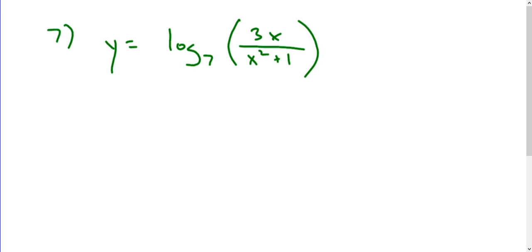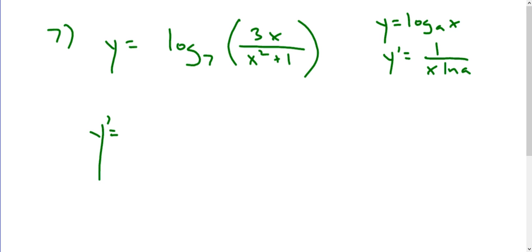To do this, we're going to take y prime. Recall, just like when we had the other one with a base other than e, we have y equals log base a of x. The derivative is going to be 1 over x natural log of a. We have to take the natural log of the base. So here, we're going to take the derivative of log base 7 of 3x over x squared plus 1.